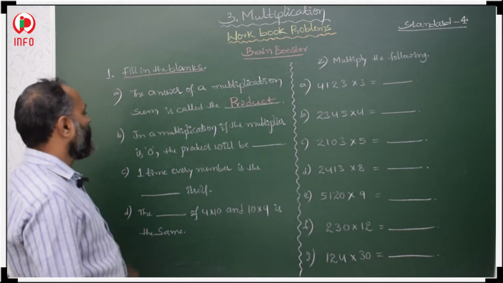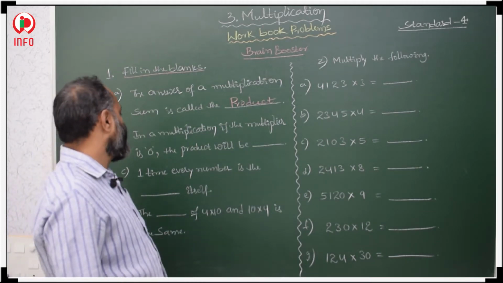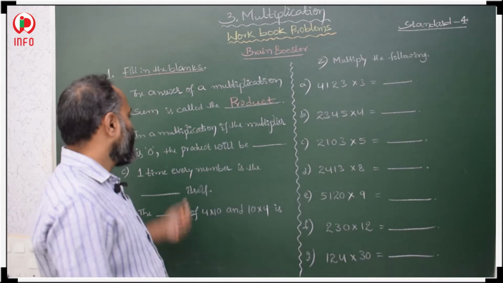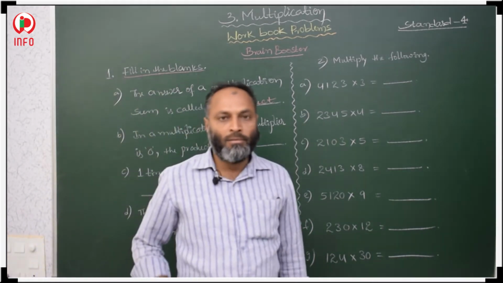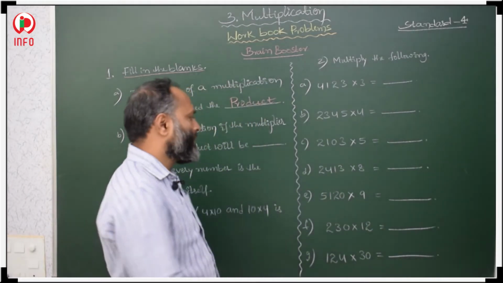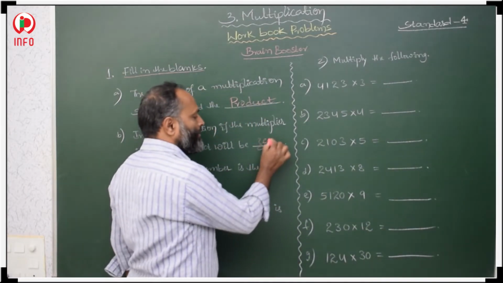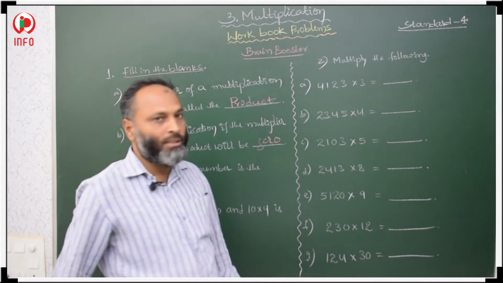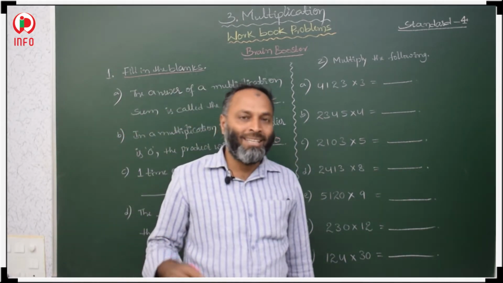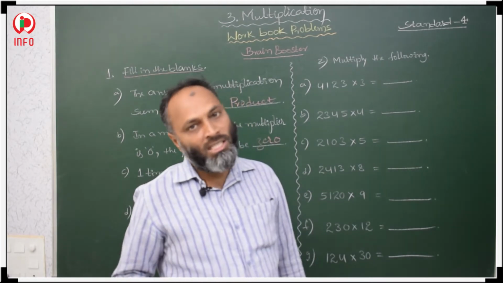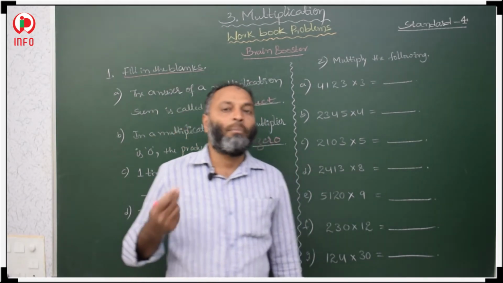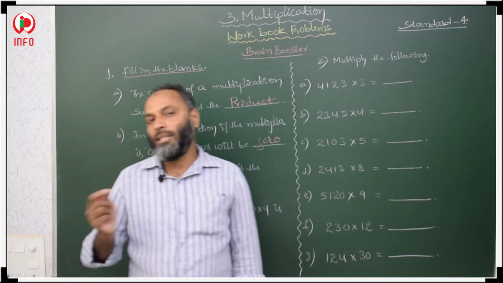Next, second, in a multiplication, if the multiplier is 0, then the product will be 0. If any number is multiplied by 0, then the answer is 0. So if the multiplier is 0, then the answer is 0.